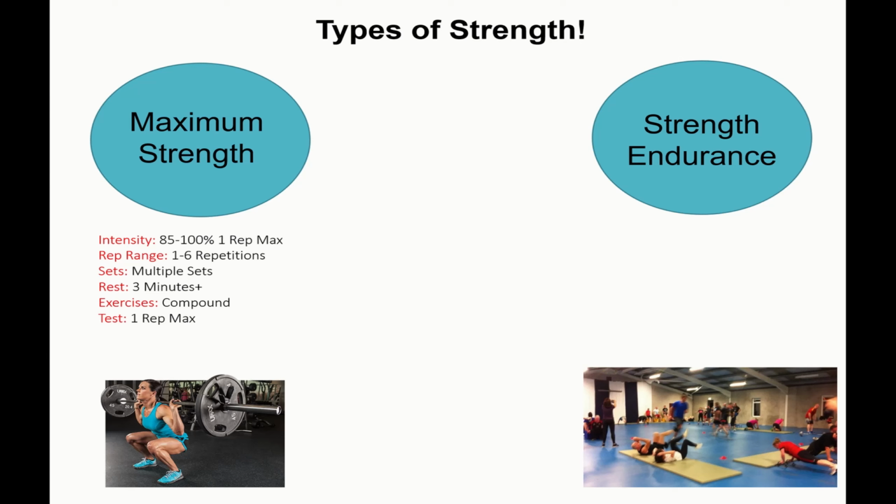Now, intensity and volume are inversely related, meaning that the higher the intensity, then really the lower the rep range. So with maximal strength, rep ranges are between 1 and 6 repetitions. Now, the reason for this is simply because of the muscle's characteristic.